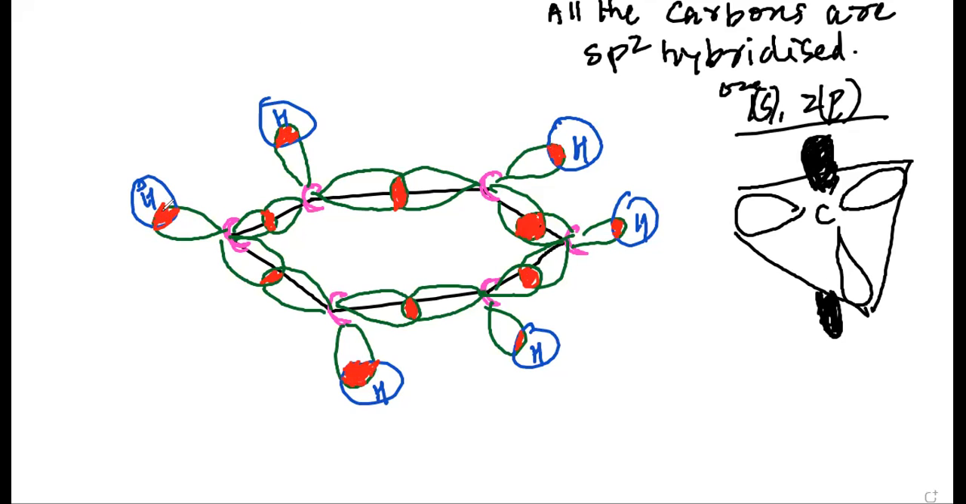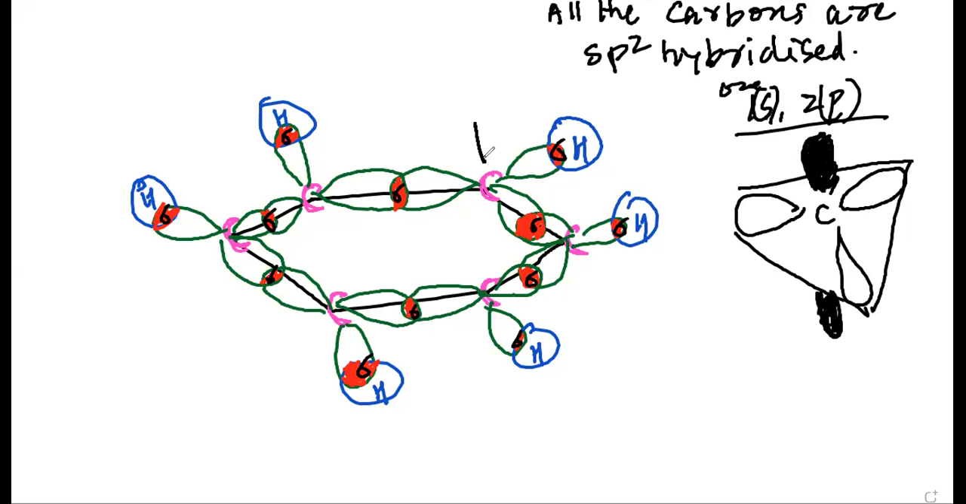Let me show you all the sigma bonds. This is sigma 1, 2, 3, 4, 5, and 6. Then we have the 6 sigma bonds here: 1, 2, 3, 4, 5, and 6. Now you are well aware, my dear students, that above and under this plane, we have a particular kind of orbital which does not take part in it. That is what we are trying to show.